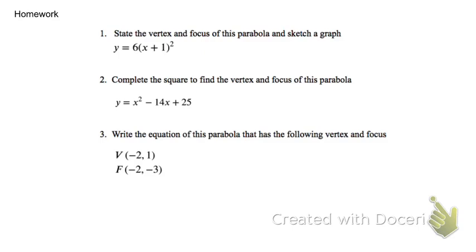Same type thing there. State the vertex and focus on number 1 and sketch a graph. Complete the square on number 2. Find the vertex and focus. You don't have to sketch the graph on that one. And number 3, write the equation. You can sketch the graph if it helps you. Okay, and don't be afraid or don't be shocked if you have p-values that are equal to fractions. Just add them or subtract them from your k value to get the right coordinate for your focus.